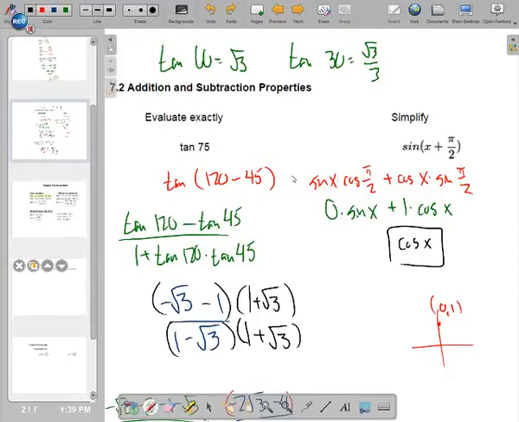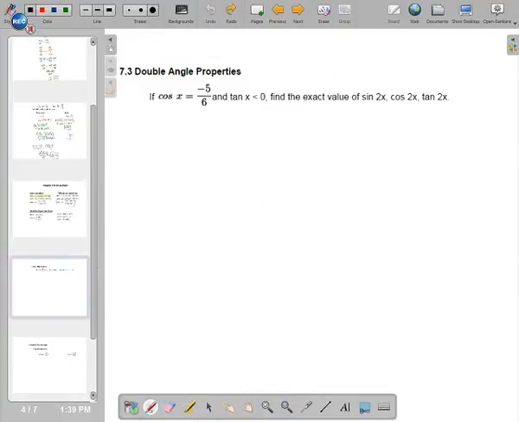All right, that's 7-2. Let's try 7-3. If the cosine is negative 5/6 and the tangent is less than 0, first thing I like to do is draw a picture and figure out where I'm at. Cosine is negative over here somewhere, and if tangent's also negative, remember tangent's positive in the first and the third, so I've got to be in this quadrant, because tangent is negative and cosine is negative.